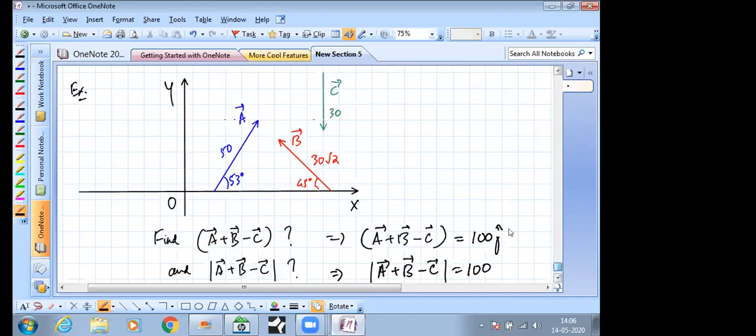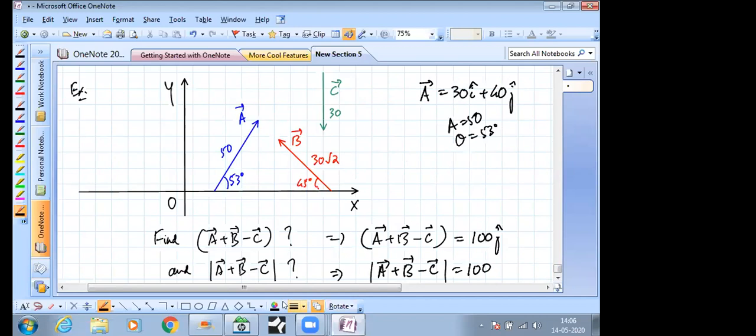So the vector A, when you process it in component form, it should come out to be 30 I cap plus 40 J cap. Just check, you should be getting this one because the magnitude of A is 50 and the angle it is making with the x-axis is 53 degrees. So using that A x, A y formula.